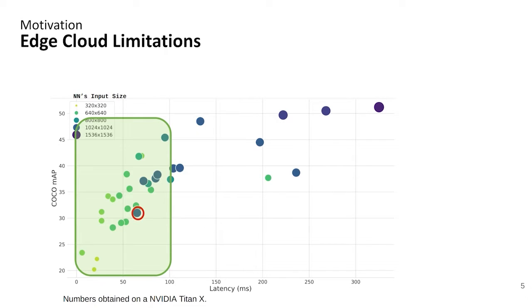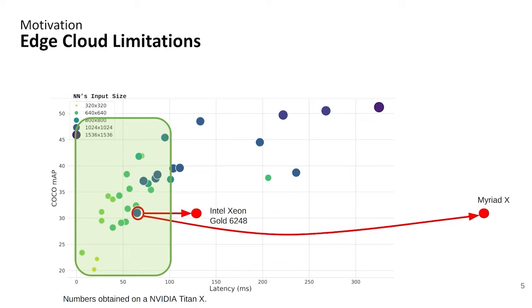Now, let's take this data point here. That corresponds to a Faster R-CNN network combined with a ResNet 50 classification head. If we wanted to use a CPU for its execution instead of a GPU, the latency would double and be beyond our limit of 100 milliseconds. Furthermore, if we were to use a low-power edge accelerator, such as an Intel Myriad X, we would not be able to execute much more than one inference every second.